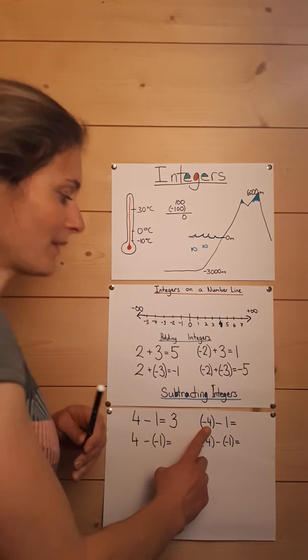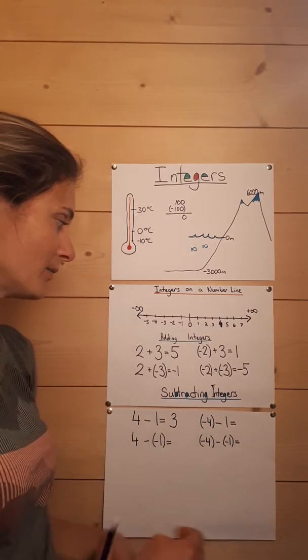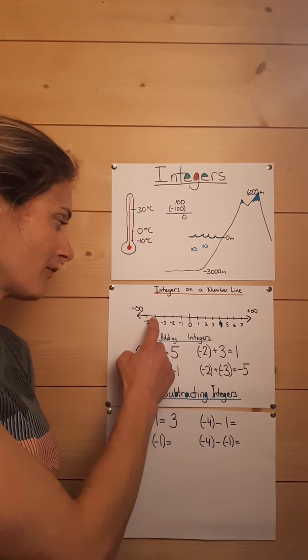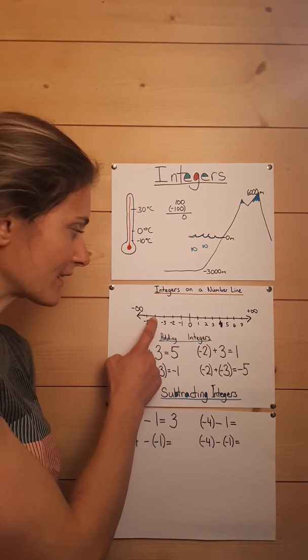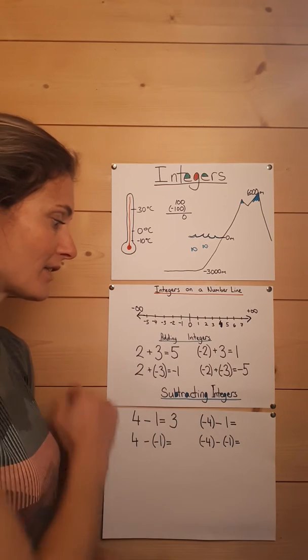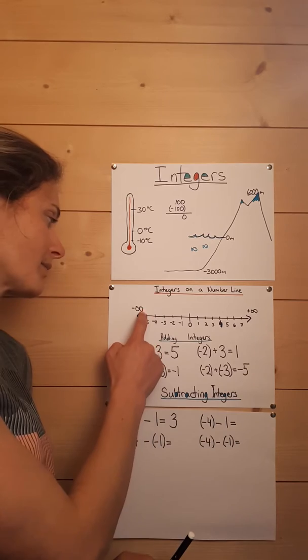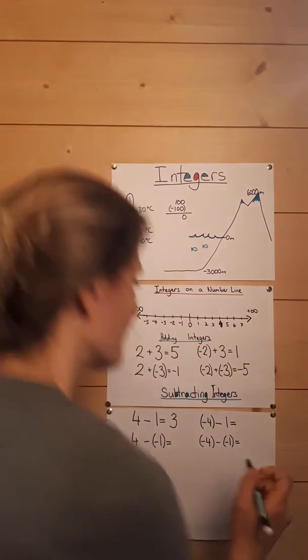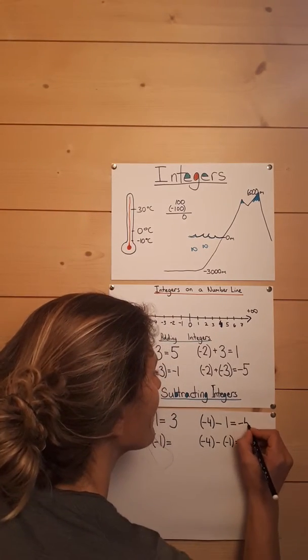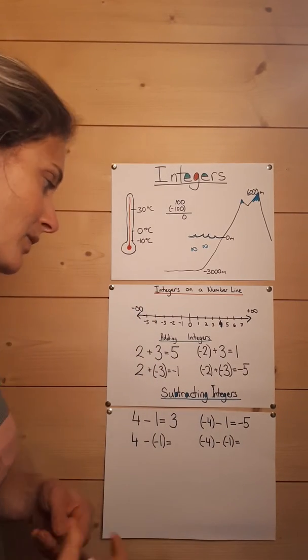Now, if I'm doing negative 4 and subtracting 1 from that value, I begin at negative 4 and I subtract 1 from that value. Again, I'm moving in a negative direction. So negative 4 minus 1 is negative 5. Makes it one more negative, even more negative.